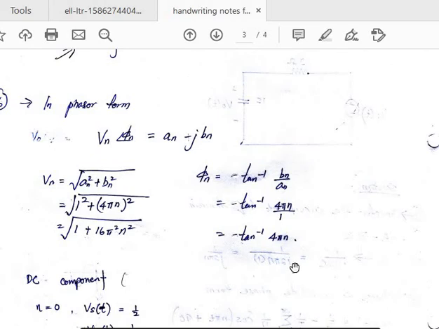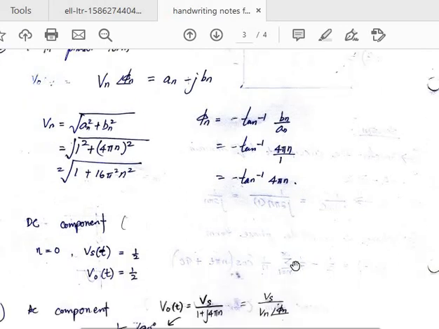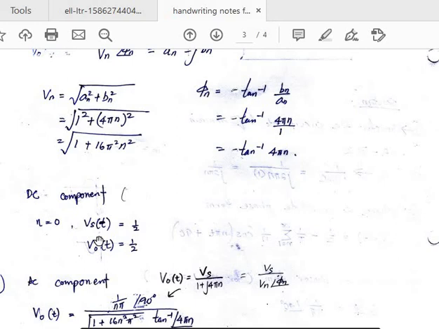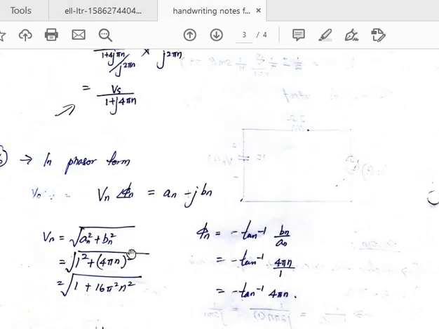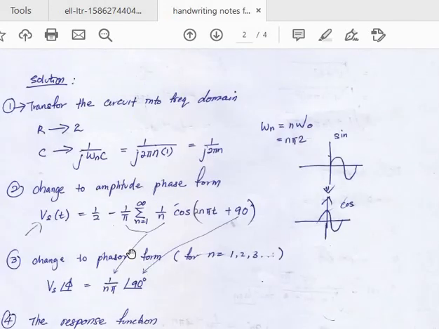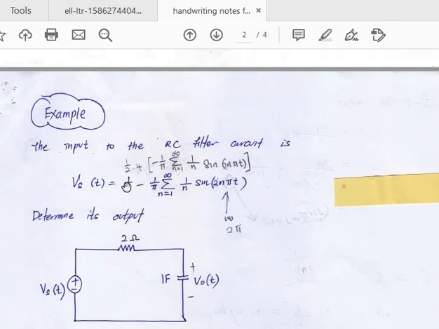So what is the DC component? As I told you before, the DC component is when n equals 0. So for Vs you get a half, and V0 you get a half as well. If you do not believe, you go back to the question. A half.